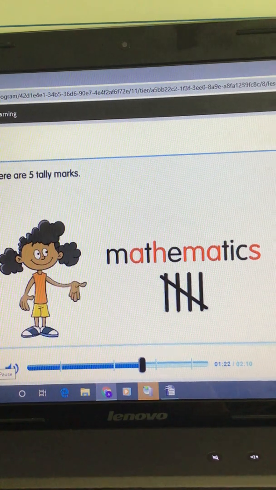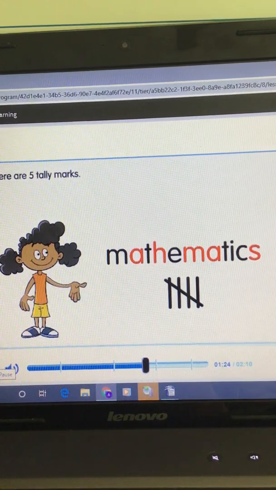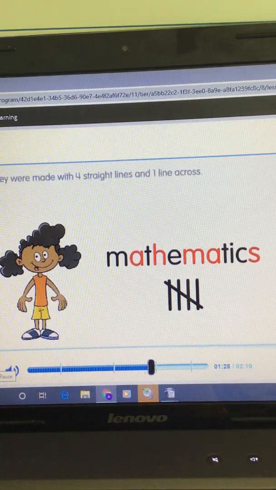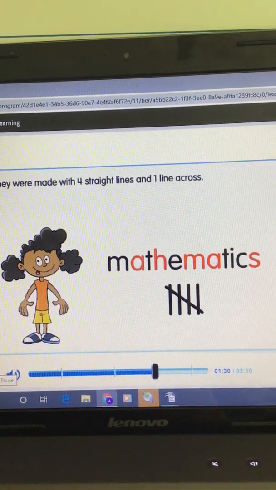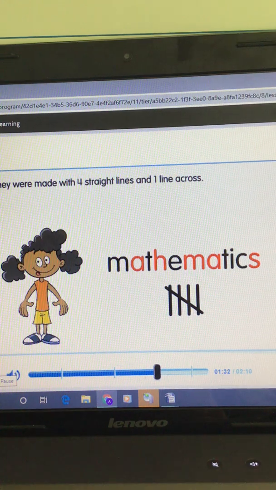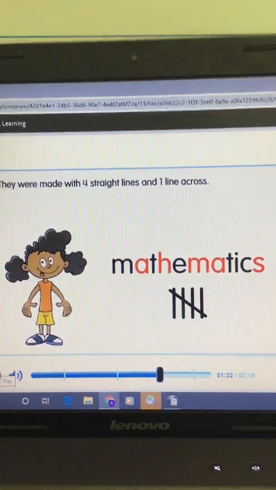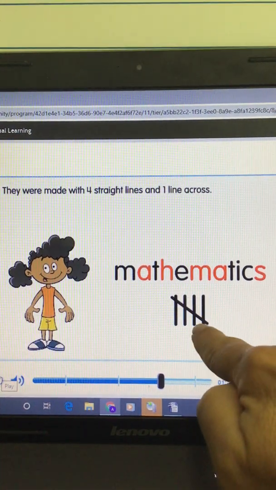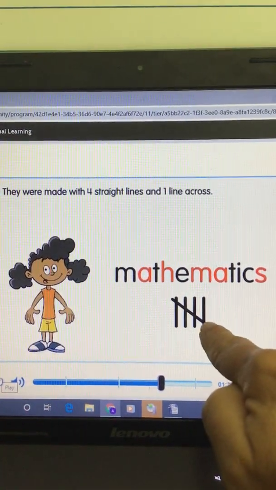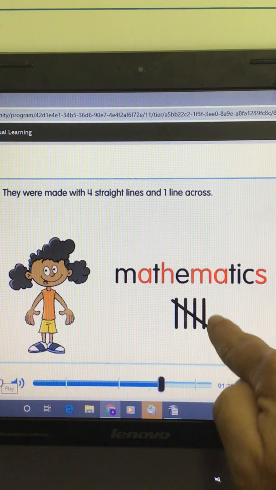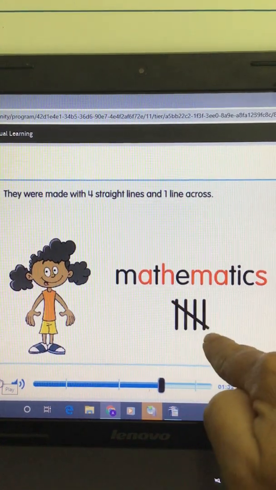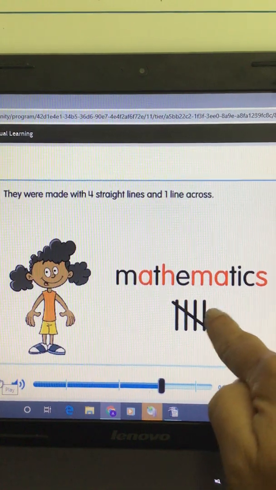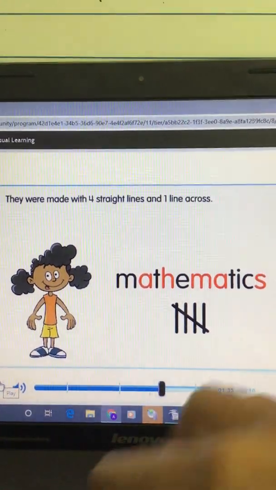There are 5 tally marks. How were the tally marks made? They were made with 4 straight lines and 1 line across. So you would start off here and do 1, 2, 3, 4. When you get to number 5, instead of making another line down, you go across and connect them all. Then if you need to make another one, you leave a little space and start again.